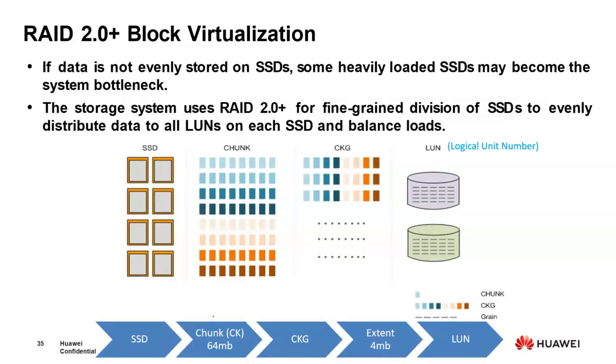So I try to add this to the slides. We have the SSD. It will be split into chunks, which are about 64 megabytes, and the chunks will be split into chunk groups, and then into extents. Extents are as small as 4 megabytes. Extents will be assigned a LUN, logical unit number, which will be used to identify them. This helps in recovering and improves the performance of the system, because now the system just needs to reconstruct something very small rather than a large portion of a disk. So this is the idea. This process we call block virtualization in RAID 2.0 Plus.